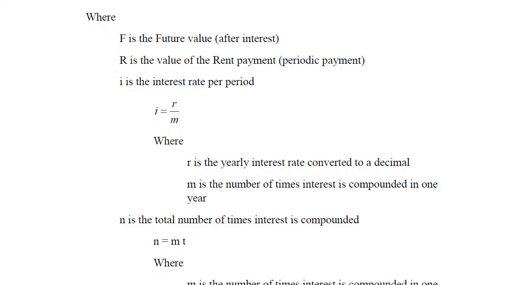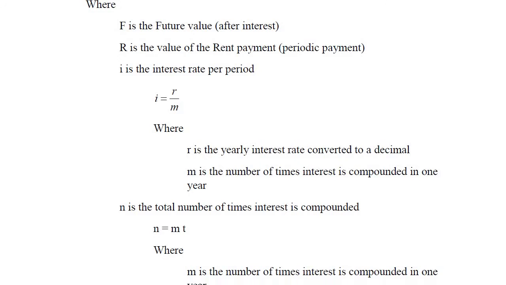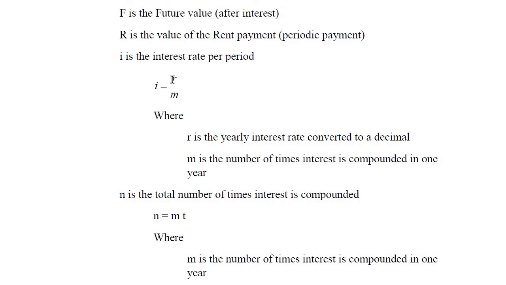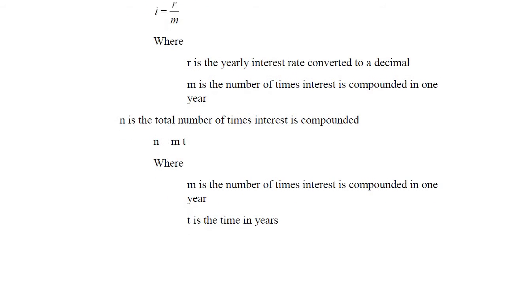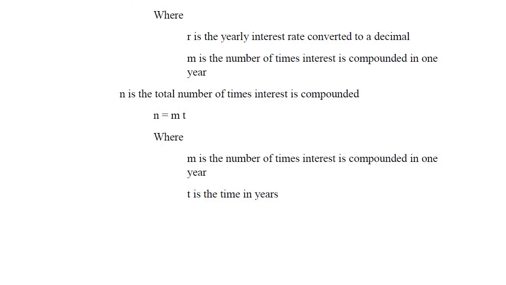So here are the definitions for the variables. F is the future amount. To calculate I, we have to do little r, the yearly interest rate, divided by M, where M is the number of times interest is compounded per year. N is the total number of times interest is compounded, so N is equal to M times T.